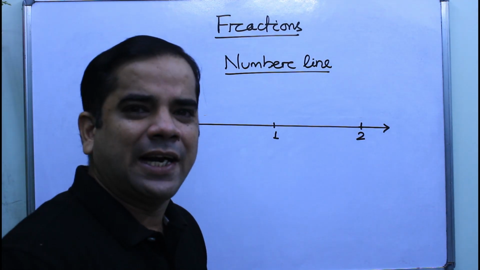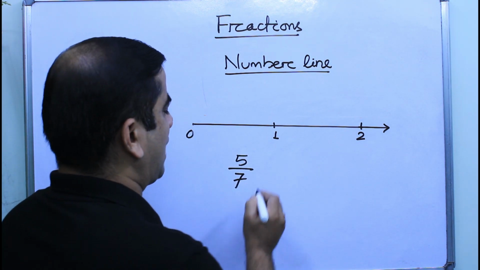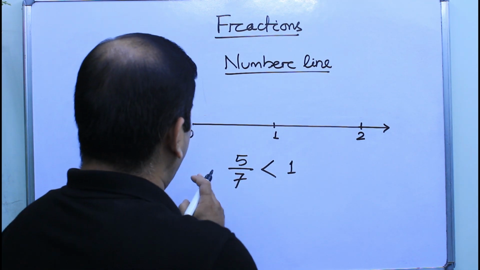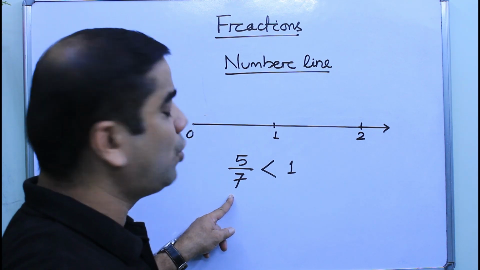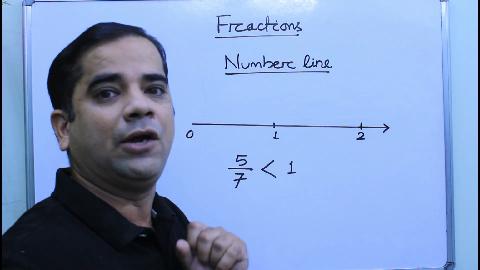Okay, students, let us now represent 5 by 7 on this number line. Again, 5 by 7 is less than 1. So where should it lie? It should lie between 0 and 1. So the denominator is 7. So we need to divide this whole part from 0 to 1 into 7 equal parts.